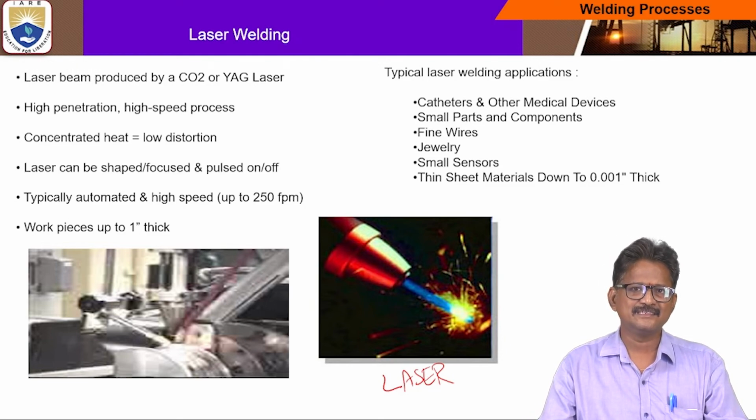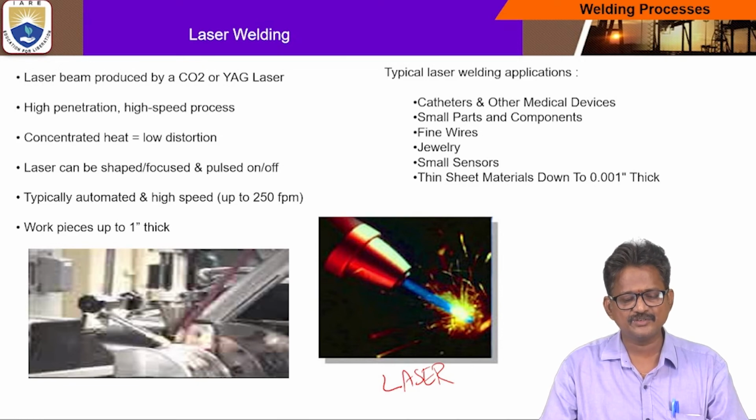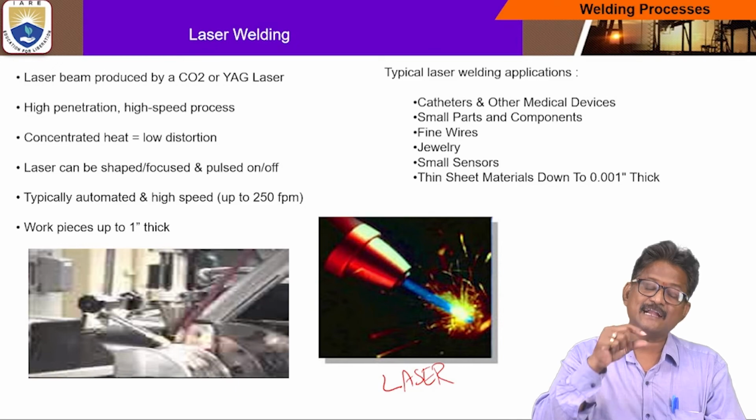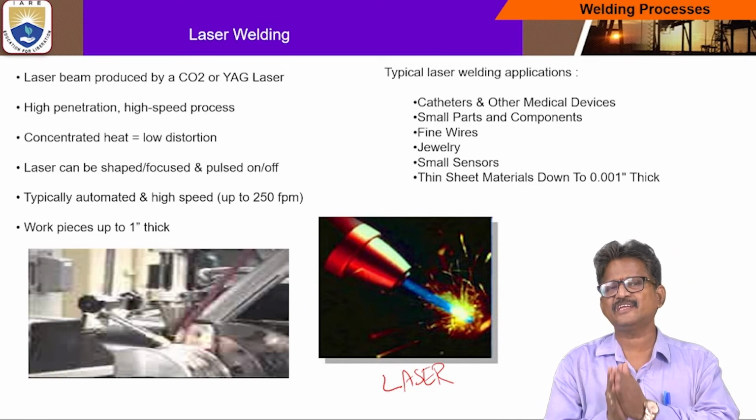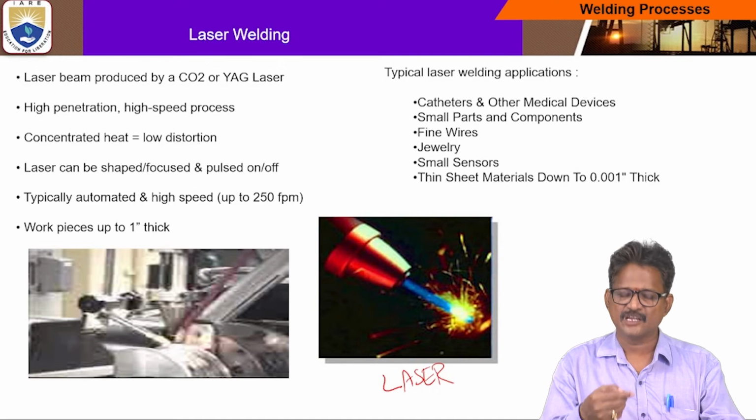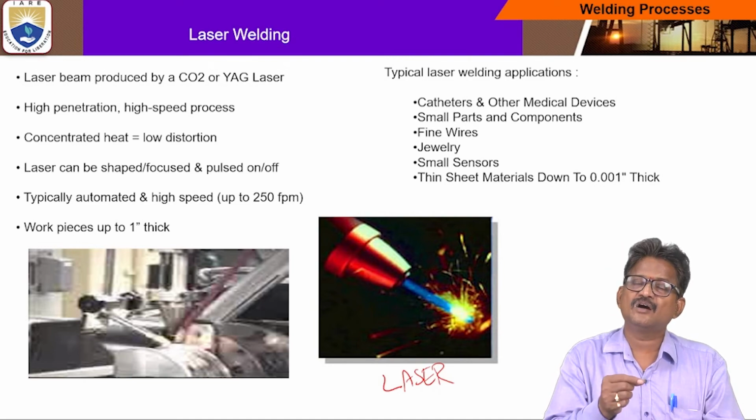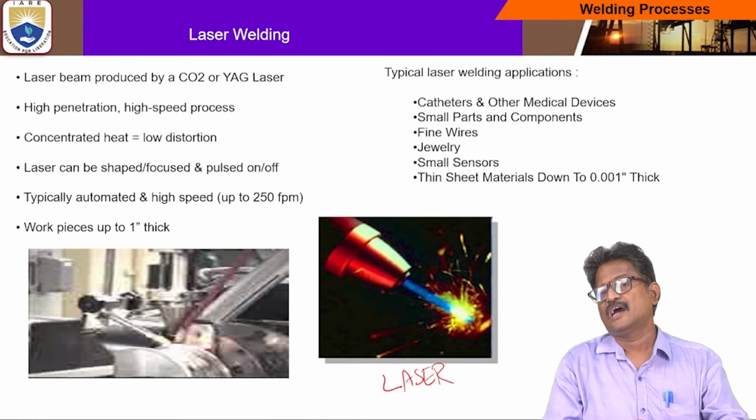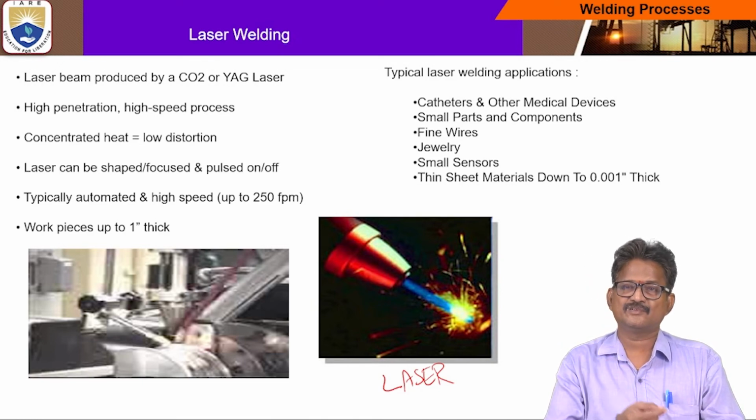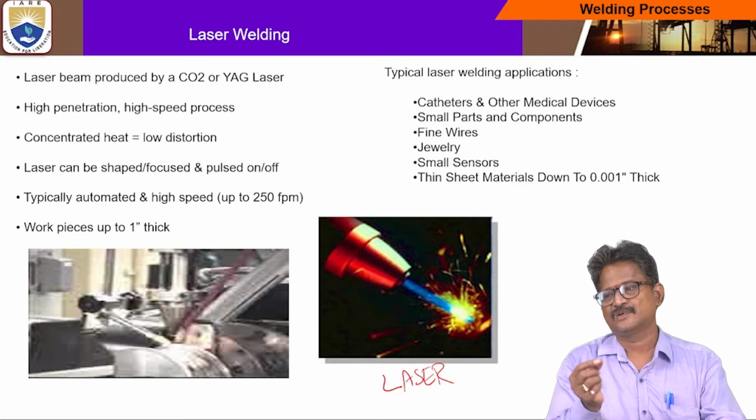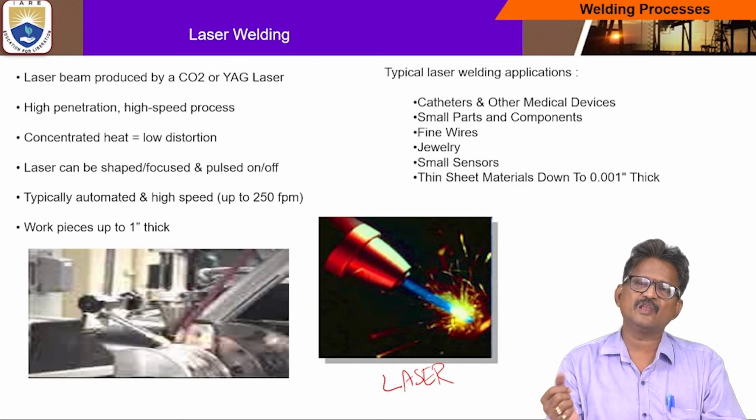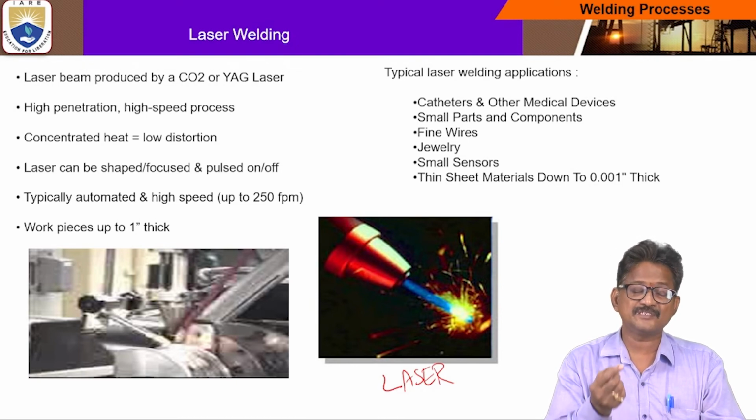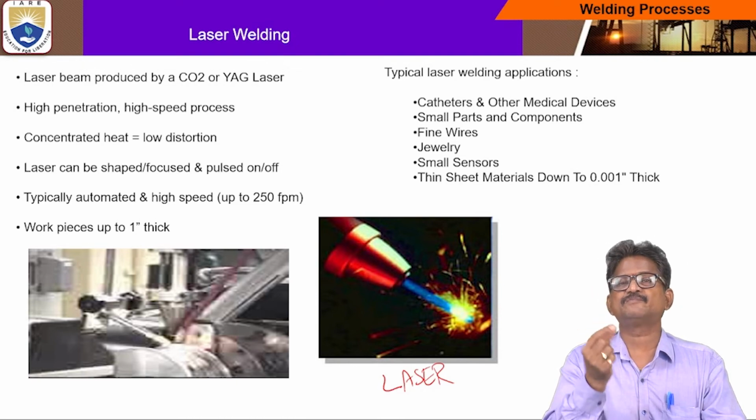Here the laser is produced by a CO2 or YAG laser, and it is a high penetration, high speed process. Laser welding itself has high penetration; a lot of penetration can be easily achieved by the laser. Even for our human body parts, breakage of some leg and elbow bones can be treated by this laser treatment. Even some skin can be eliminated by laser treatment.